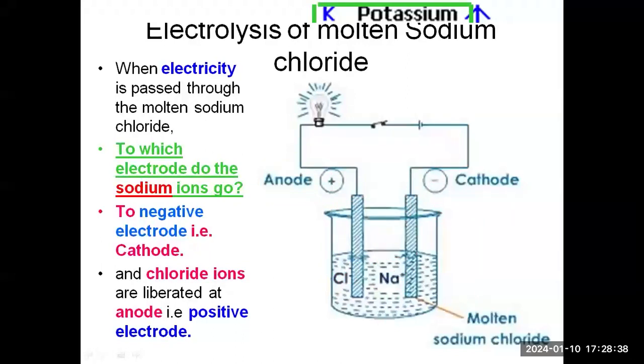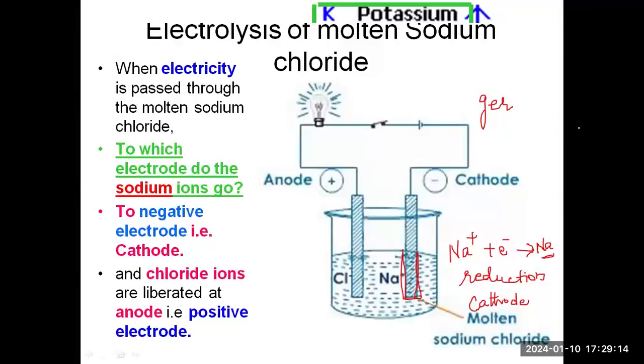Now, sodium ions go on depositing on the cathode because they are getting deposited in the elemental form. Na plus is gaining an electron to become sodium. Now, gain of electron is called reduction. So, sodium ions are undergoing reduction at the cathode, and they are depositing in elemental form.